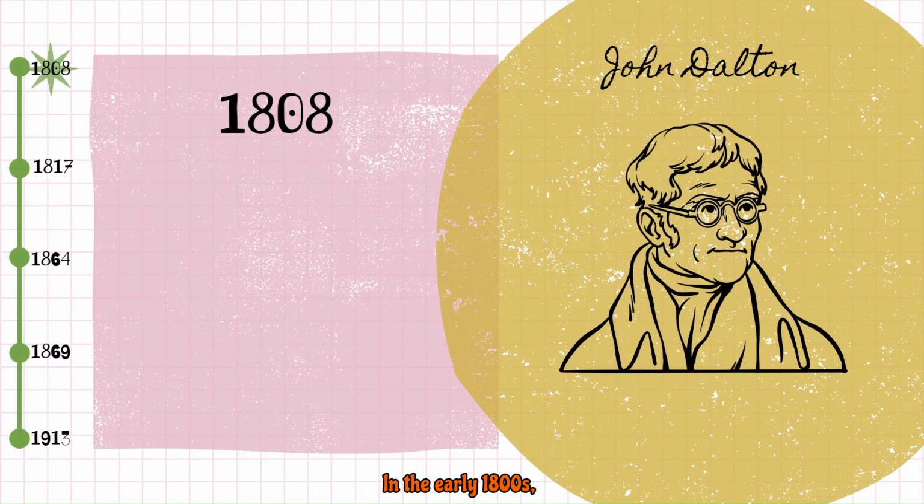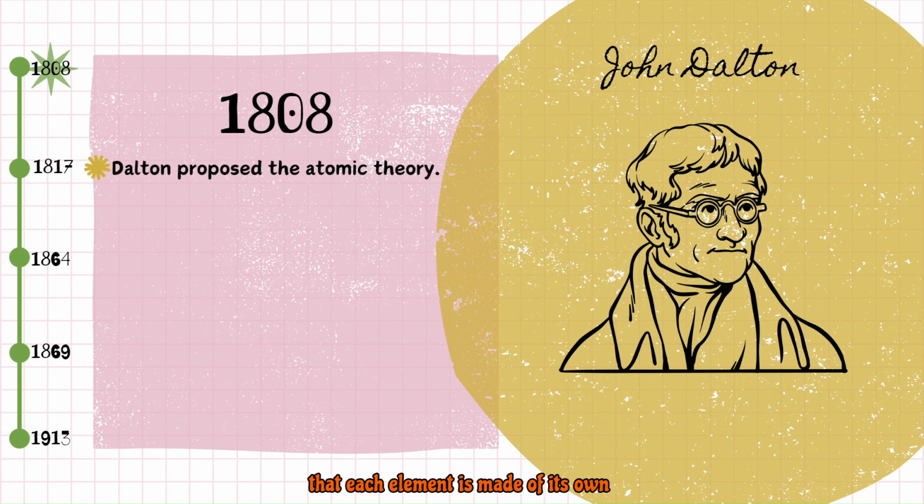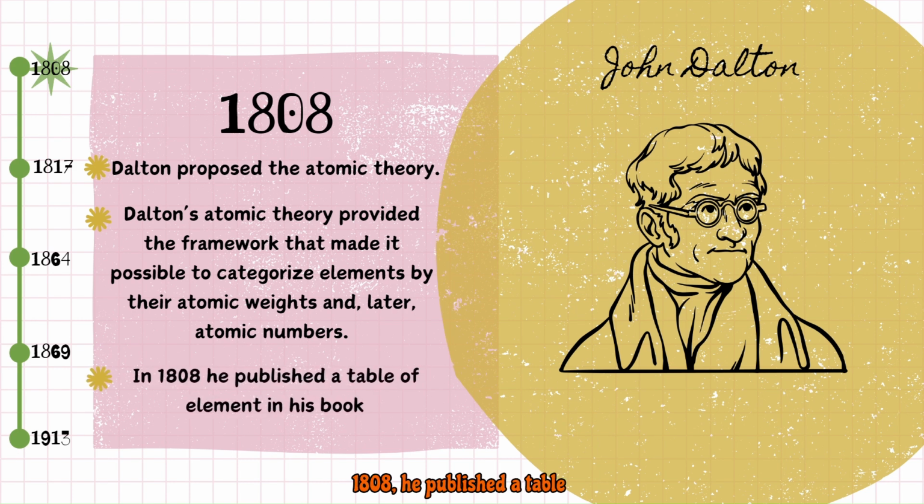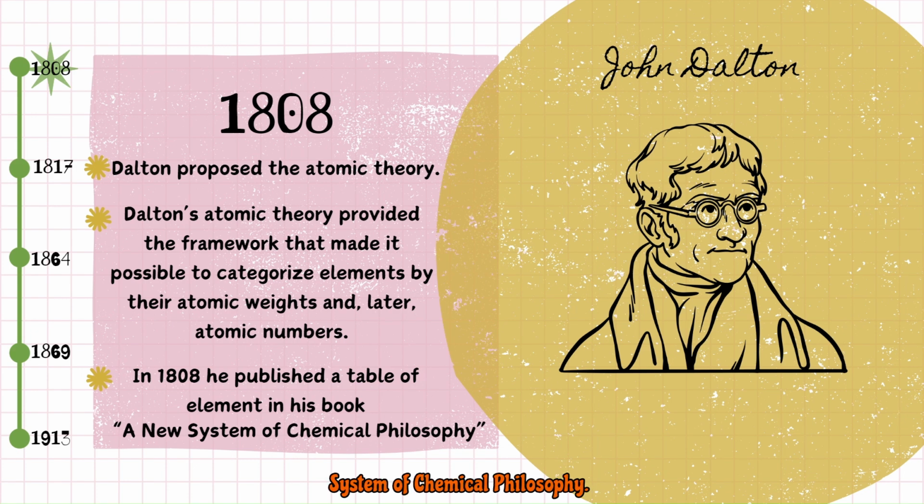In the early 1800s, John Dalton proposed that all matter is made up of tiny, indivisible particles called atoms, and that each element is made of its own unique type of atom. While Dalton didn't directly contribute to the periodic table, his atomic theory provided the framework that made it possible to categorize elements by their atomic weights and later atomic numbers. In 1808, he published a table of elements in his book, A New System of Chemical Philosophy.